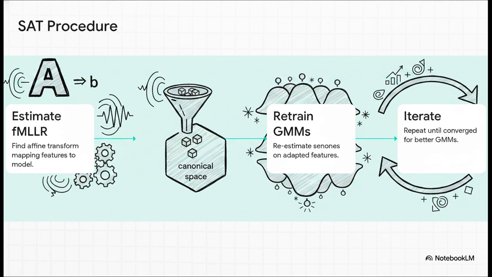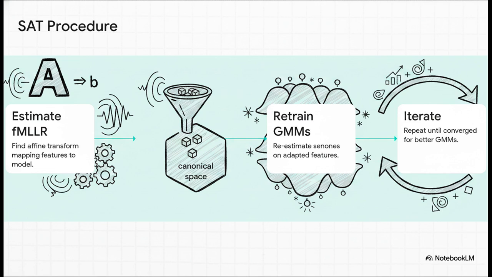Step 1, for every single speaker in your training data, you estimate their specific FMLLR transform. Basically, use maximum likelihood to find that unique A matrix and B vector that best maps their voice to the current model. Step 2, you apply it, pushing their features into that canonical space we talked about. Step 3, and honestly, this is where the magic happens, you retrain all your senone GMMs on these newly adapted features.